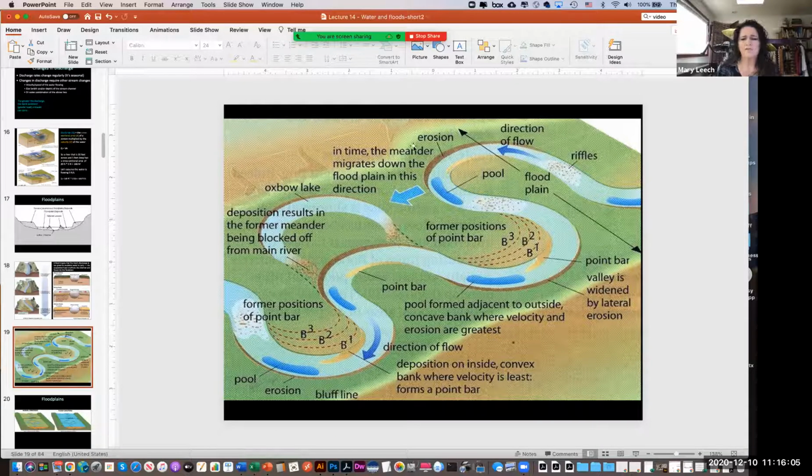Okay, hopefully that makes sense. There's a lot of text on this that explains just what I said. So it's important to remember the deepest parts and the fastest water are on the outsides of the curves. The shallowest places in the stream bed are on the inside of the curves, and that's where you get this deposition on a point bar.